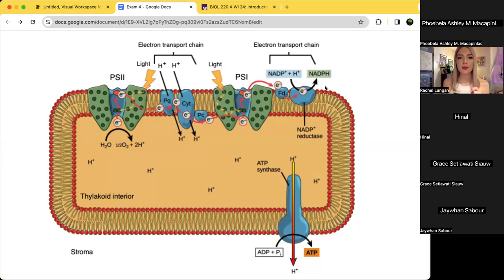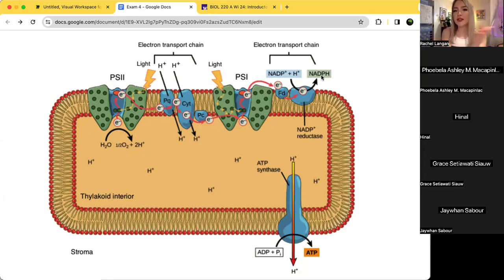Yes, question. Is NADP plus reductase the final electron acceptor, or is it something else? It is, but it's also going to use those electrons and give them to NADP plus to make NADPH. So I guess technically I would say that molecule, NADPH, is the final acceptor. Okay, thank you. You're welcome. So yeah, pass electrons, make NADPH. You didn't really need the hydrogen stuff at all.